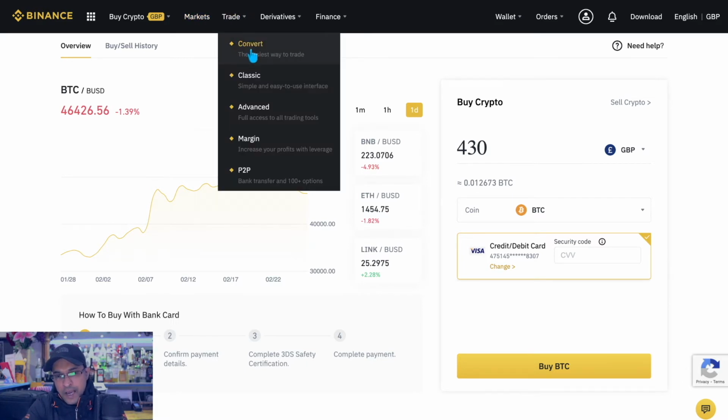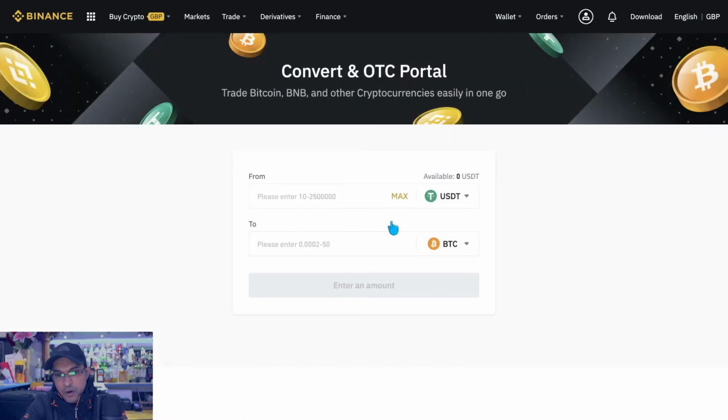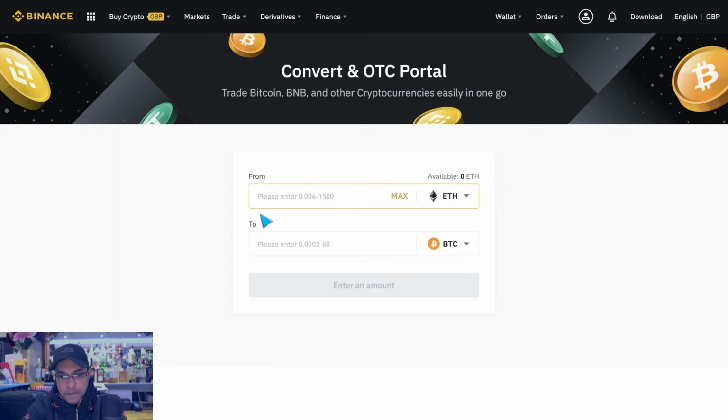Also, if you look at convert, it's kind of self-explanatory. So for example, you go to convert and you want to convert one particular item to another. This is where you will select the currency that's available to convert. So you've got all of these currencies you can convert, and you say, okay, I want to convert my Ethereum to BTC. You just choose, put the amount in and convert, right?